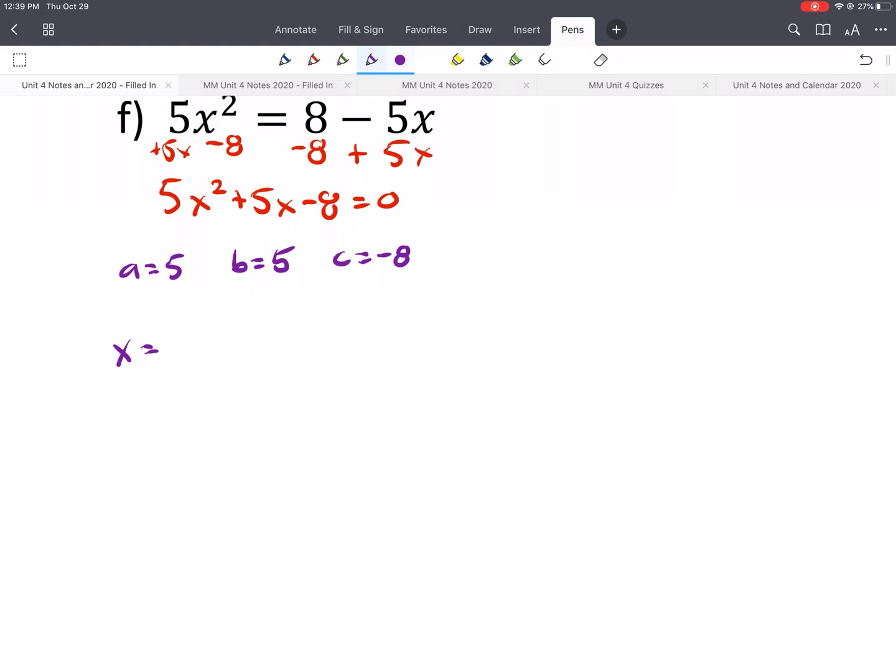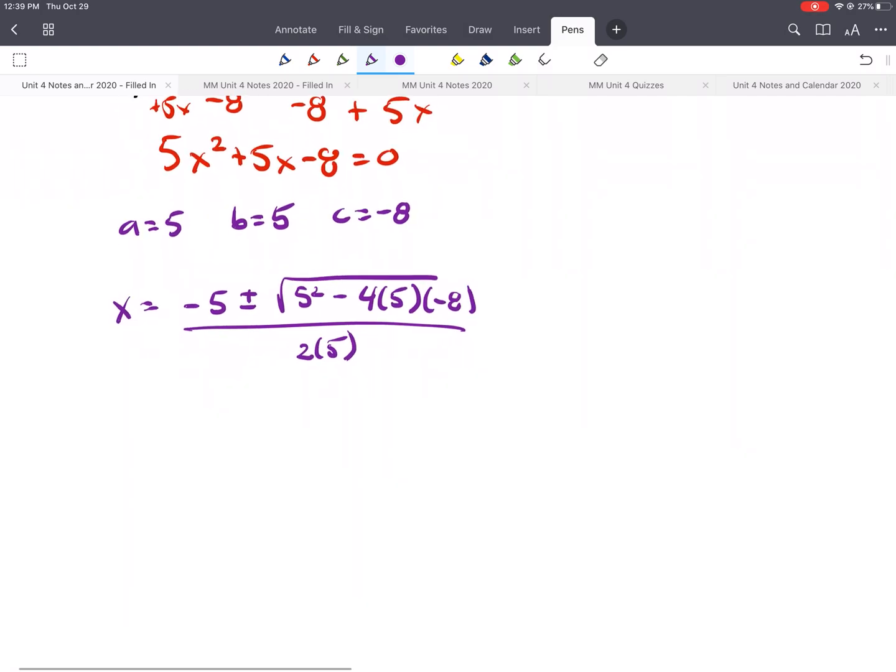So x equals negative b plus or minus the square root of b squared minus 4ac all over 2a. Okay, we'll simplify the discriminant. So that's 5 times 5 is 25, minus 4 times 5 times a negative 8. So again, put it into parentheses. That ends up giving us the square root of 185 over 10. Okay. And then you could do a factor tree to simplify our root.